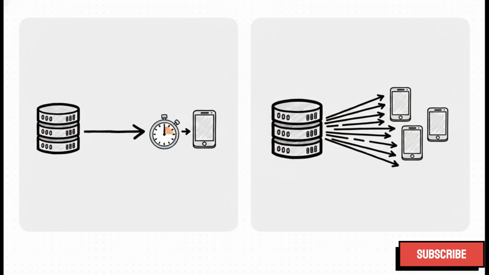Latency is how long it takes for a single car to get from point A to point B. Throughput is how many cars can drive past point B every minute. Our goal is to get that one car there fast, that's low latency, while also making sure the highway can handle a massive traffic jam of millions of other cars, that's high throughput.